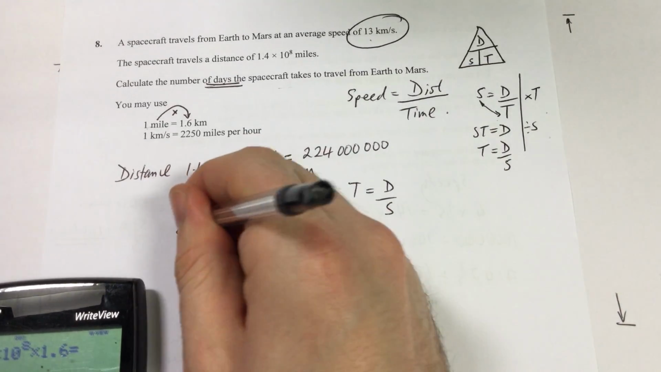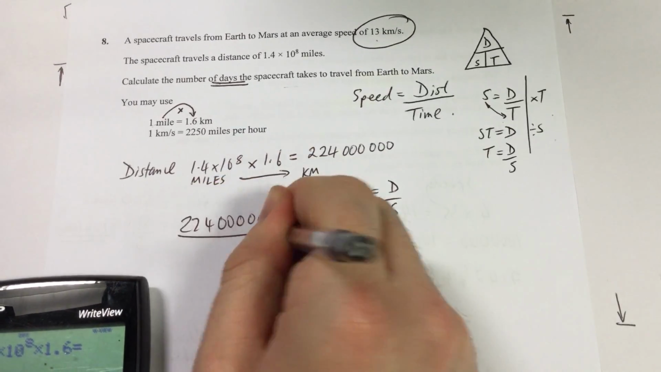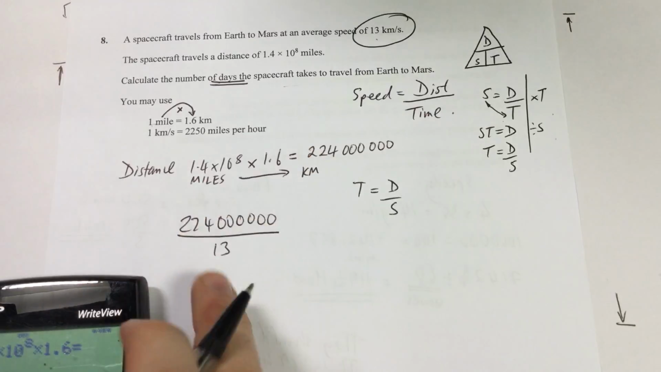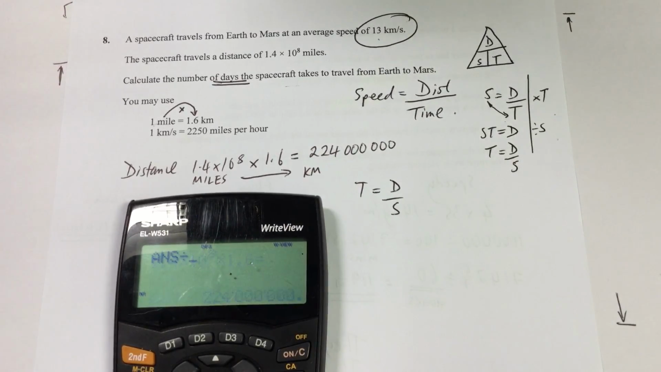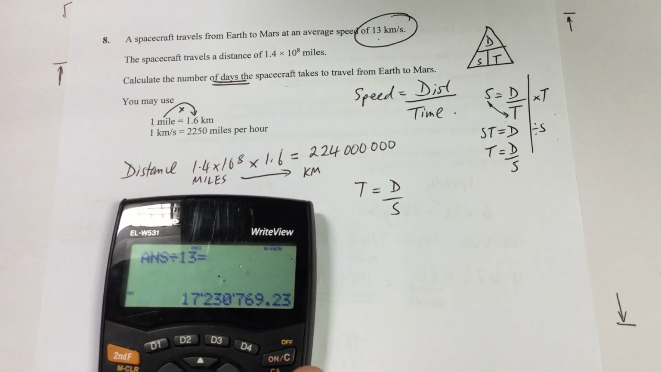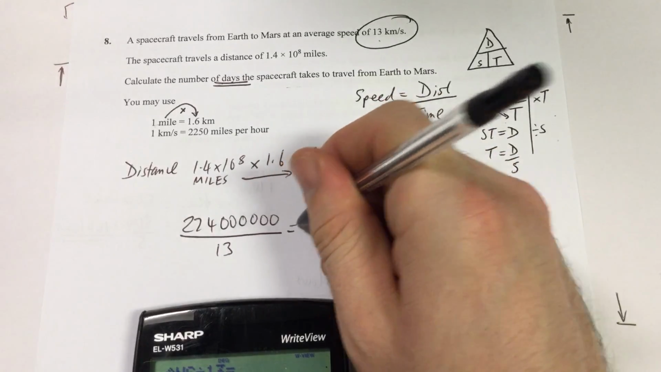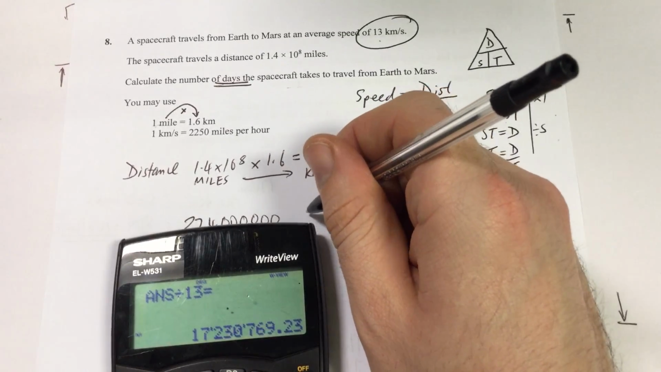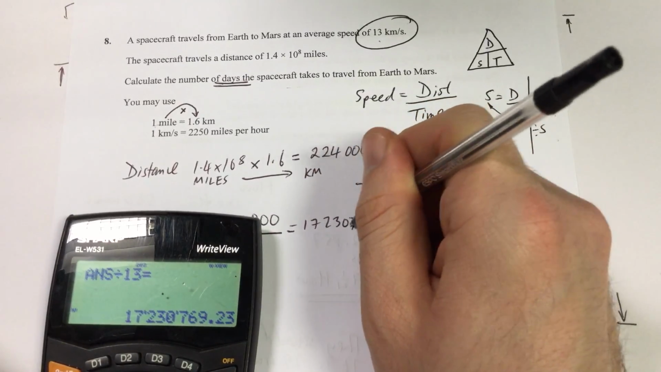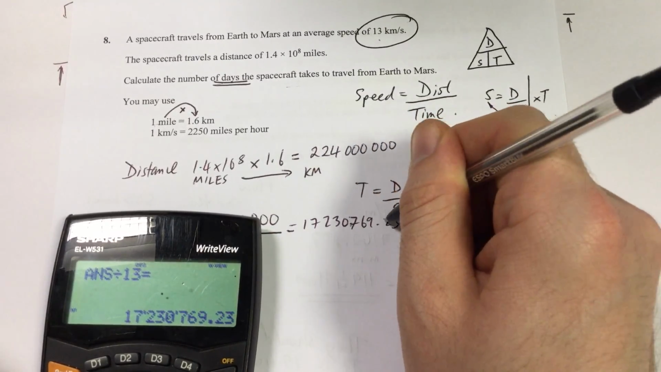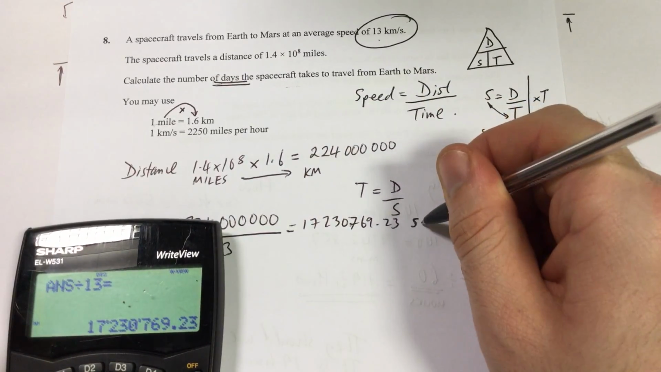So I've got my distance of 224 million. I'm going to divide that by 13 kilometers per hour, or per second. Okay, so there you go. Divide by 13. And I get this humongous answer, which I'm just going to leave in the calculator. So I'm just going to write a bit of it down now. 17230,769.23. I'll say a bit of it, I wrote it all down. But that is seconds.